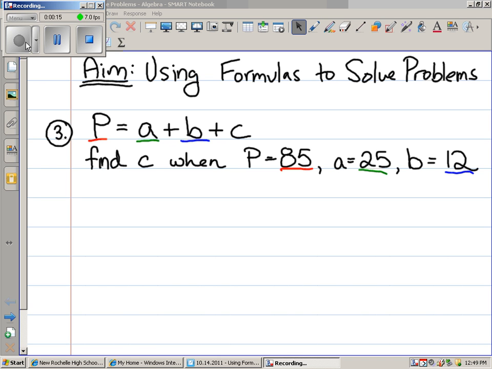Take a look at that first question on that sheet. You see all the words with it? You have to be able to pick out what's important and what they're asking you for. It says find C when P equals 85, A equals 25, and B equals 12. What do you think you do with all of those numbers? Trevon.